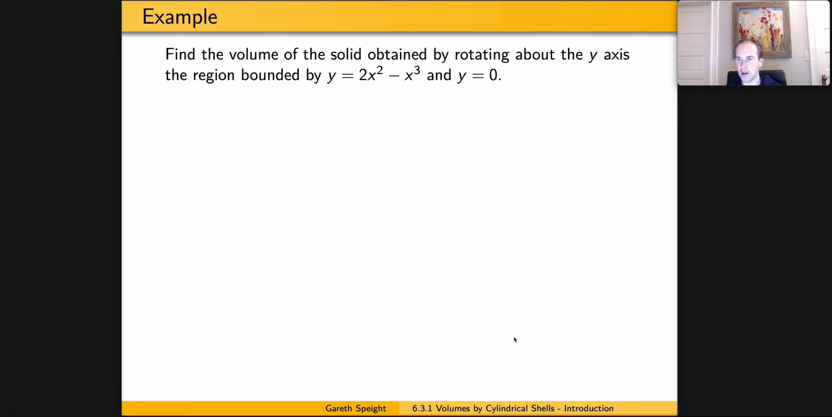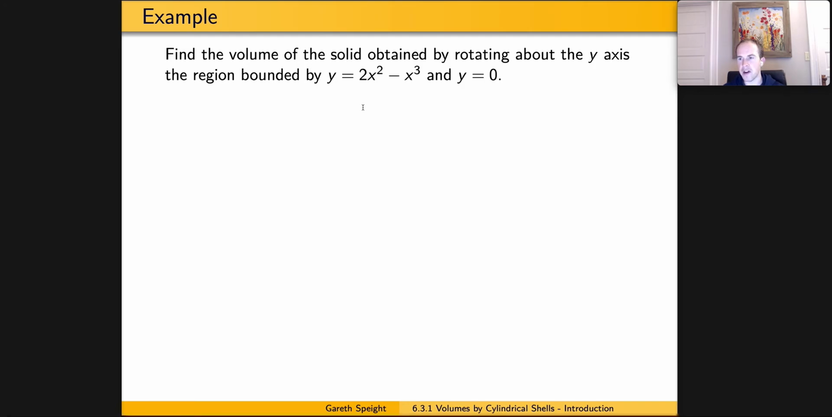So let's see how that works on one example, and then in the next video, we'll look at some more complicated examples where we mix things up a little bit. So here is a pretty model example. We're finding the volume of the solid by rotating about the y-axis the region bounded by the curve y equals 2x squared minus x cubed, and y equals 0.